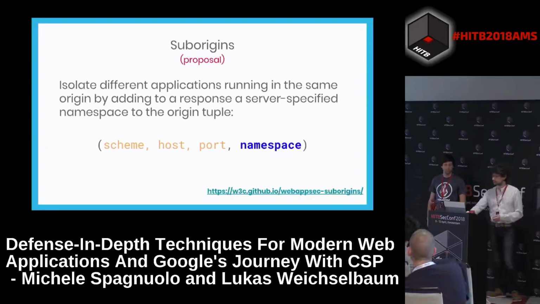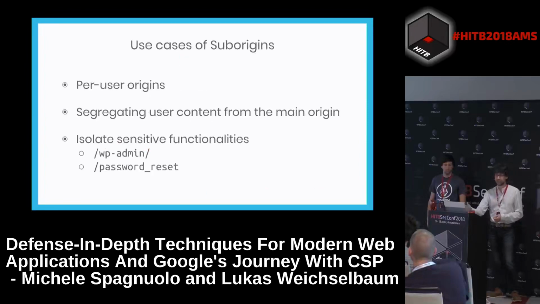So there are some cool applications of suborigins, like per user origins. This would provide extremely high security, both for cookies, for basically everything. You know, web origins are the foundation of web security. We rely on them. Making the concept of origin more fine-grained just automatically makes a lot of things, attacks, harder and a lot of things more secure. Of course, it also could create some problems.